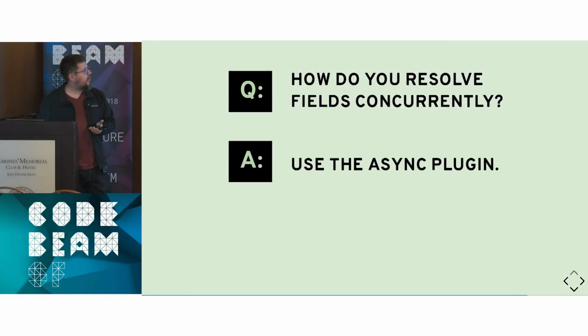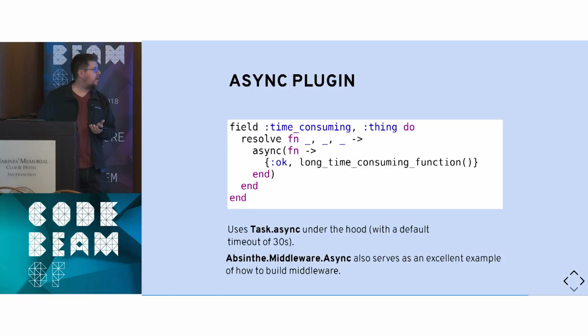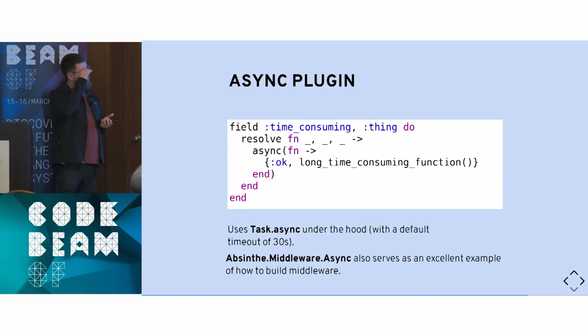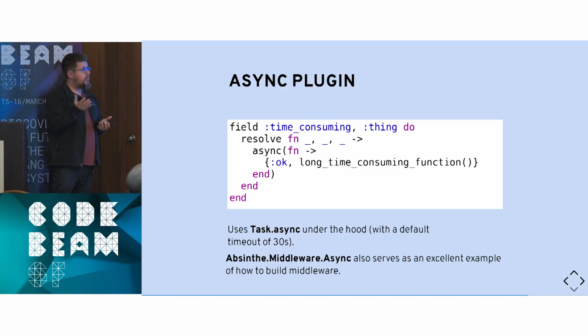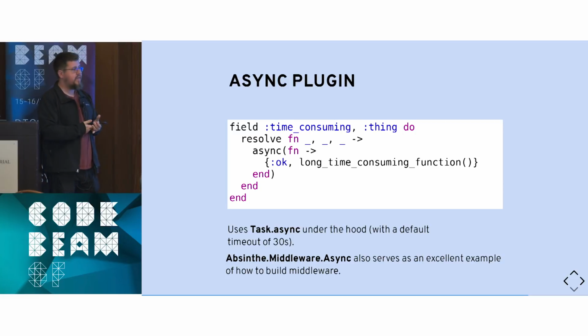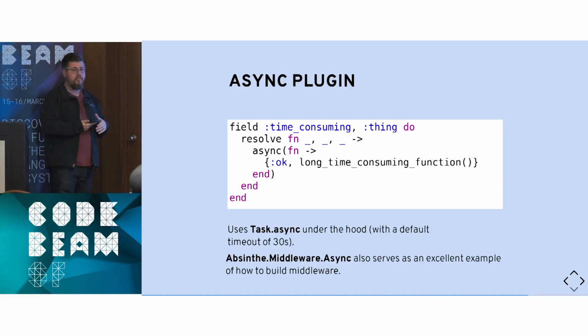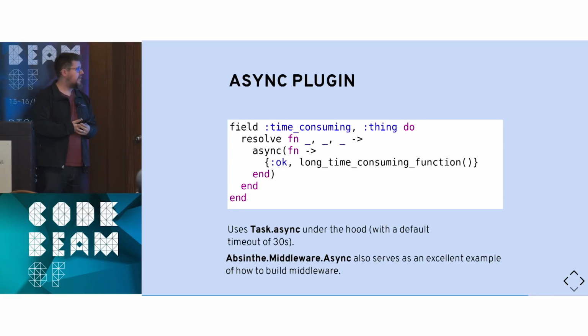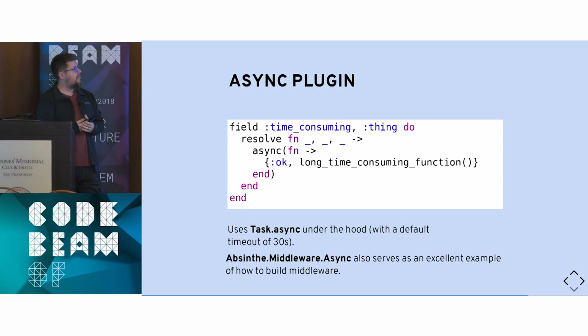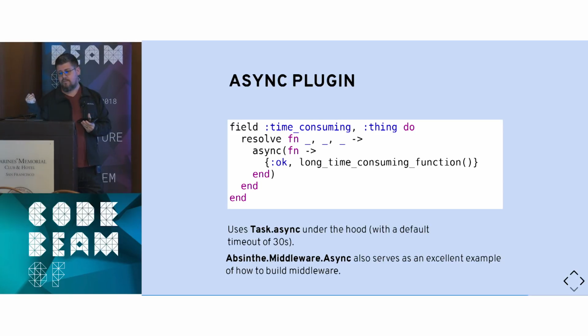We have concurrency in our fields. So you can do this in queries as much as you want. The specification says that everything has to be serialized for mutations. But for queries, you can use this async plugin. This just uses task async with a 30-second timeout by default. And basically, at the very end, it just waits for everything and then returns it.